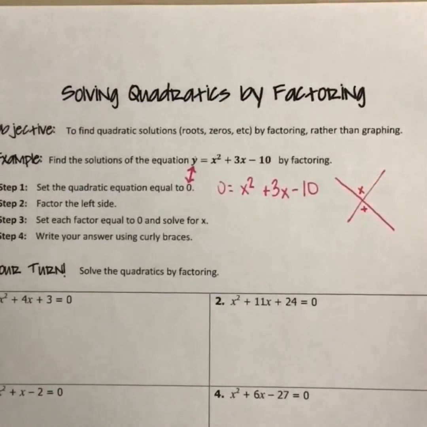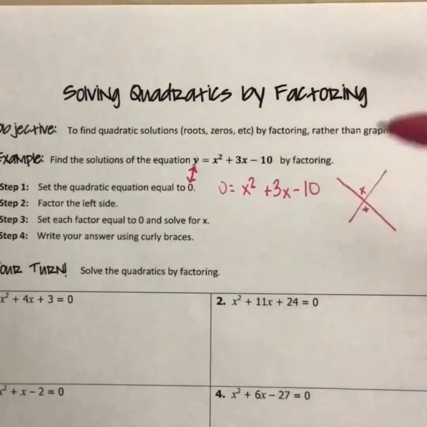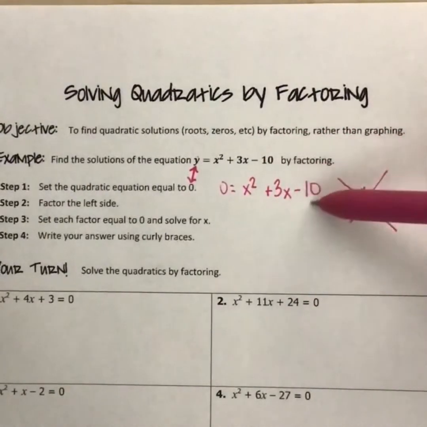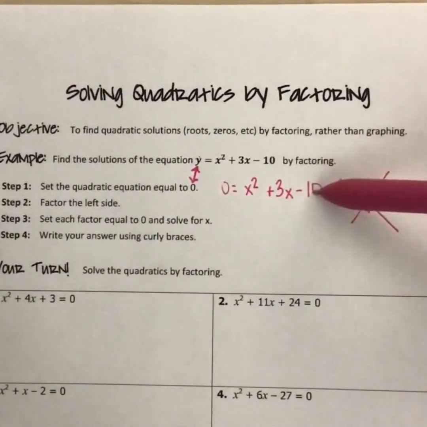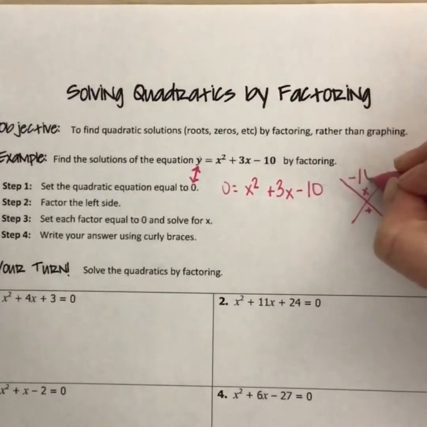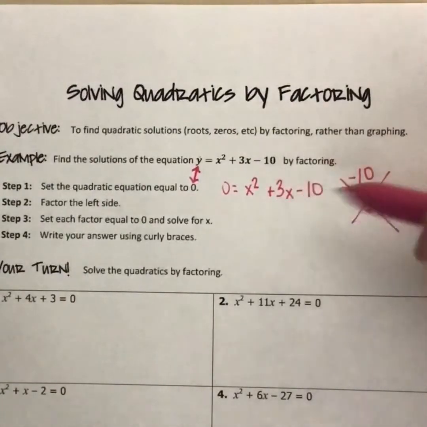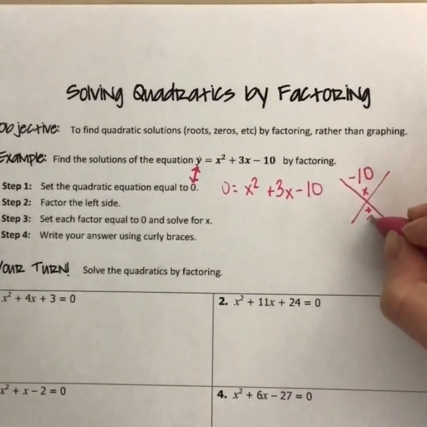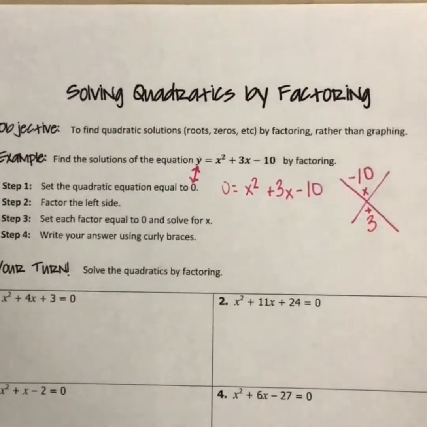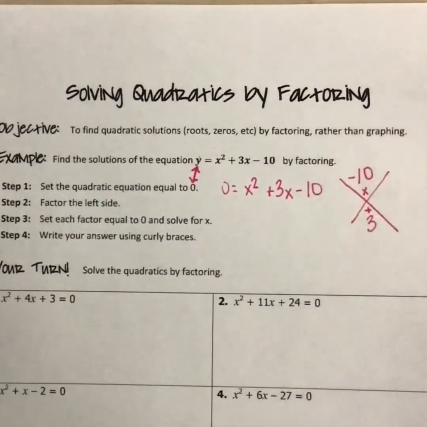But now which number do I put where? Well, if you think back to when we multiplied our binomials, the last number, the only way that I can get this last number is by multiplying those 2 numbers together in my binomial. And the middle term I get by combining my like terms. But I don't want the x, I just want the number in front of it. So we have negative 10 and we have 3.